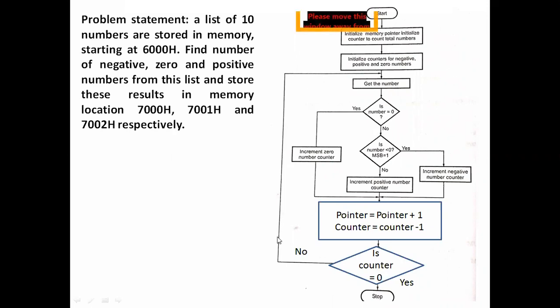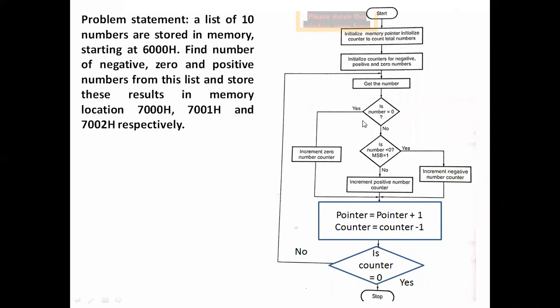Otherwise, it will go back, take the next number, and again test whether it is 0, whether it is negative, whether it is positive. Each time, depending upon the detection that the number is 0, positive, or negative, we have to increment the individual counter.